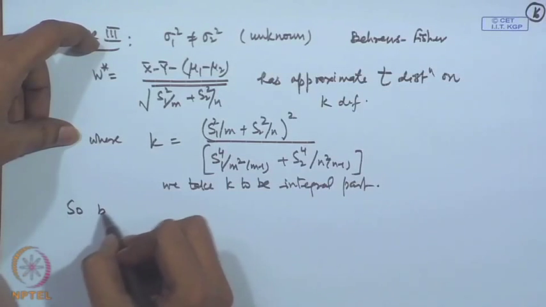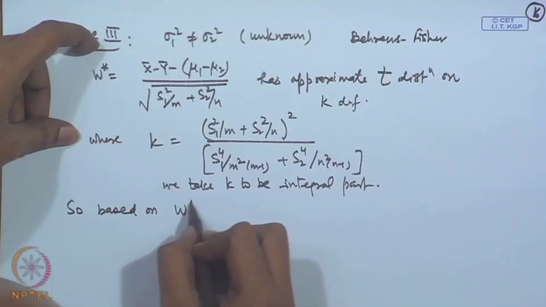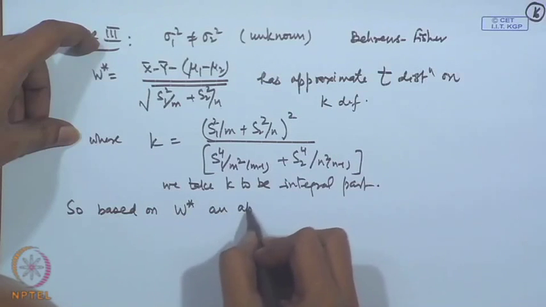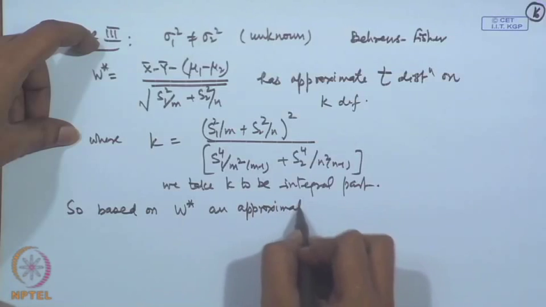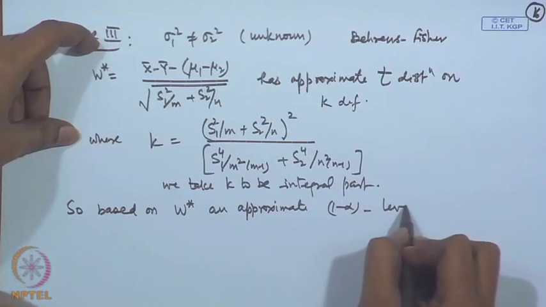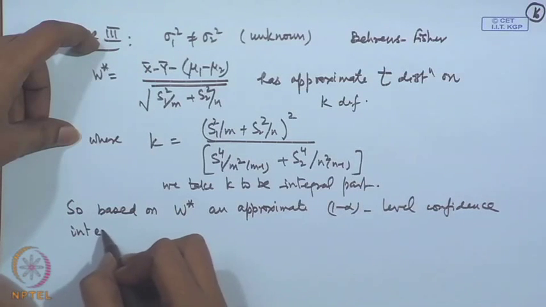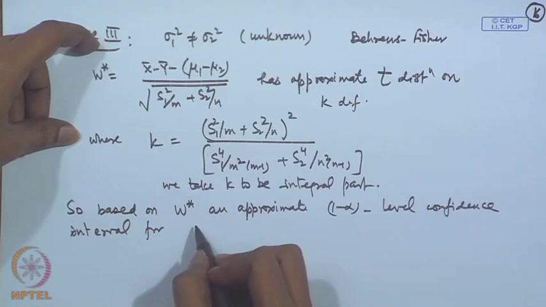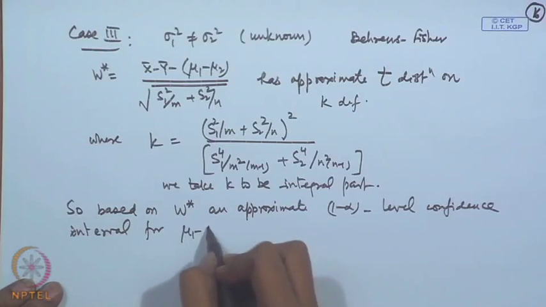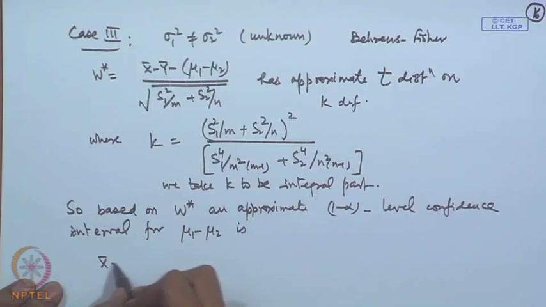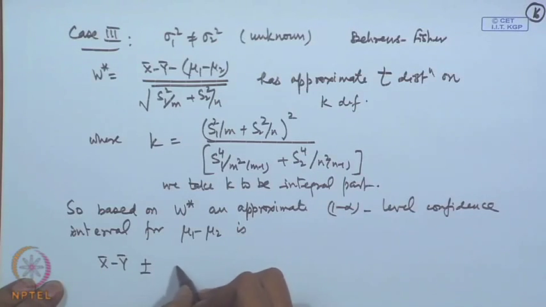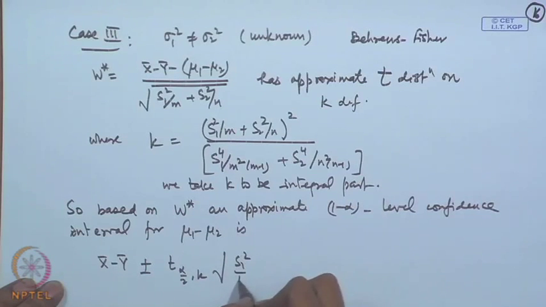So, based on W star, an approximate 1 minus alpha level confidence interval for mu 1 minus mu 2 will be x bar minus y bar plus or minus t_{k, alpha/2} times square root of S 1 square by m plus S 2 square by n.